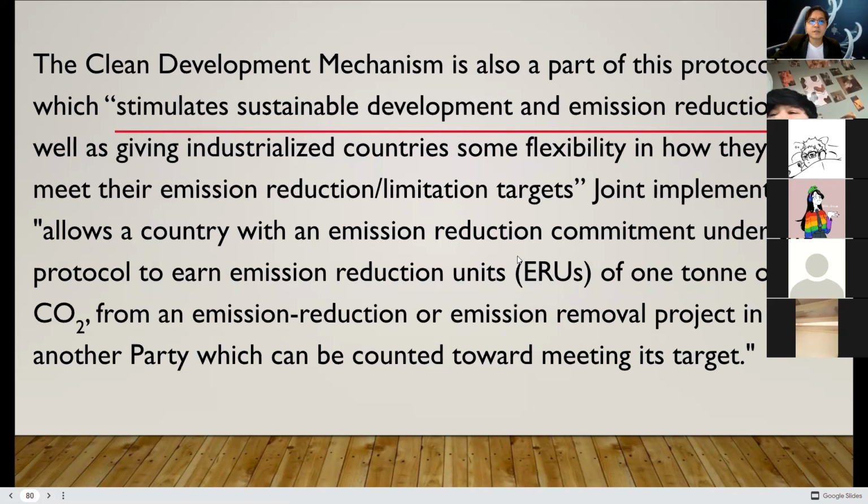The Clean Development Mechanism is also part of the protocol, which stipulates sustainable development and emission reductions, as well as giving industrialized countries some flexibility in how they meet their emission limitation targets. Joint implementation allows a country with an emission reduction commitment under the protocol to earn emission reduction units or ERUs, each equal to 1 ton of CO2, from an emission reduction or removal project in another party, which can be counted towards meeting its target.